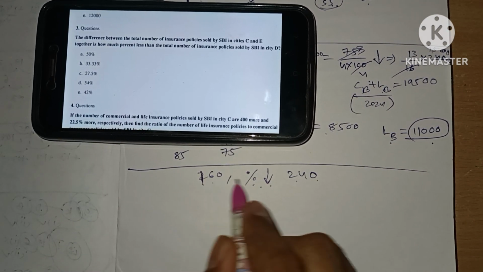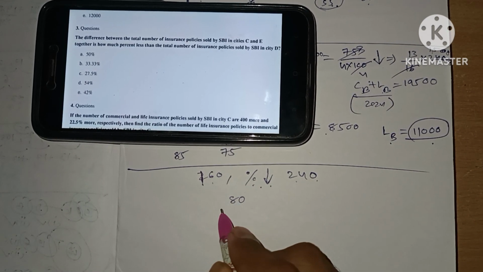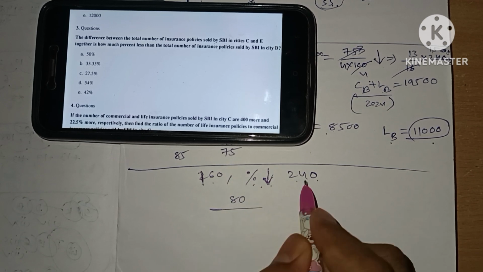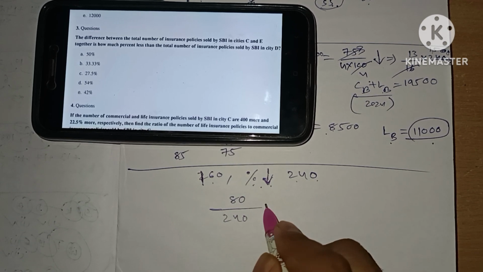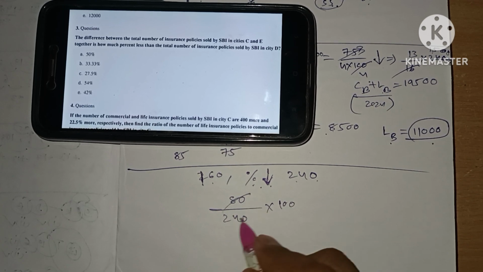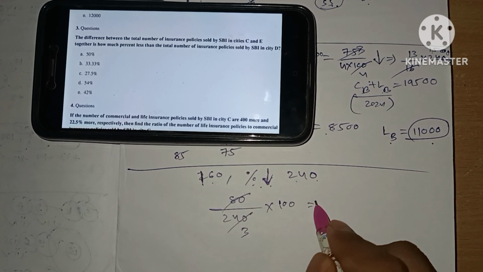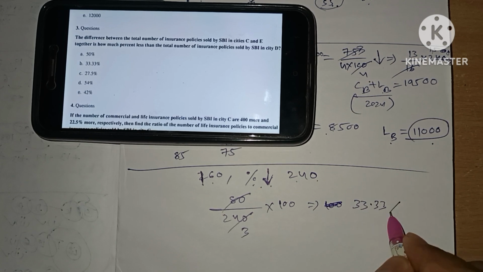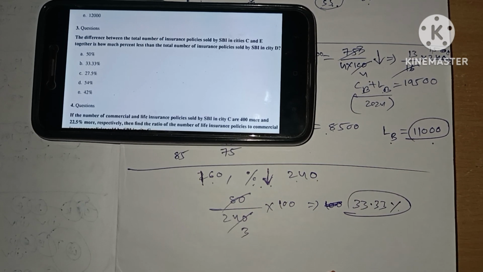Here what we do is take the difference between these two. We get 80 divided by, since we are talking about less, less means we take the higher value, 240, into 100. This will be 3 times, so 100 by 3 will be 33.33%. So this is the answer for our question. Option B is the right answer.